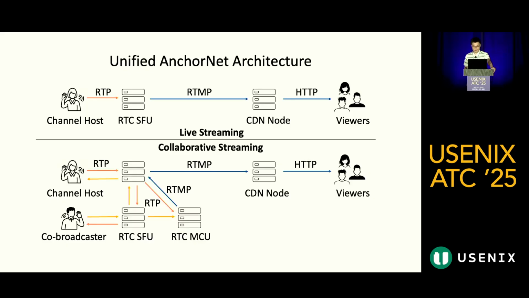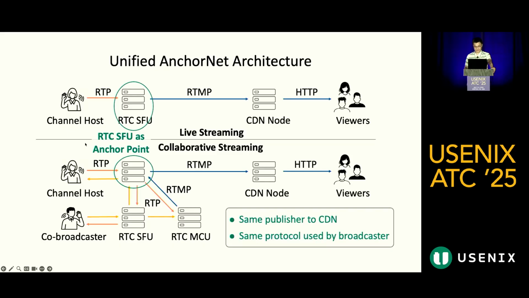So when designing the AnchorNet architecture, our very first target is to unify the end-to-end path in live and collaborative streaming. As marked in the figure, we leverage the RTC SFU server as the anchor point that ingests to CDN. By doing so, AnchorNet can guarantee the same publisher ingest to CDN. And moreover, the broadcaster uses the same media and transport protocols in both streaming modes. So there is no switchover between different streaming sessions.